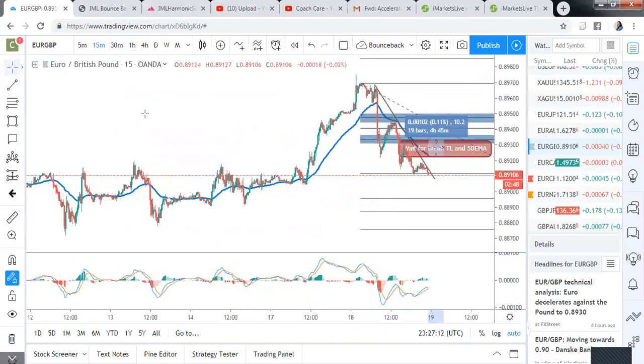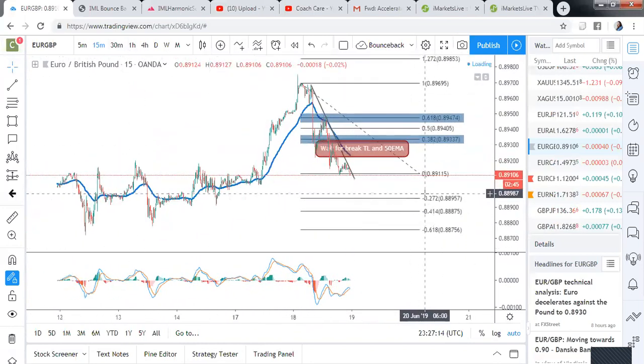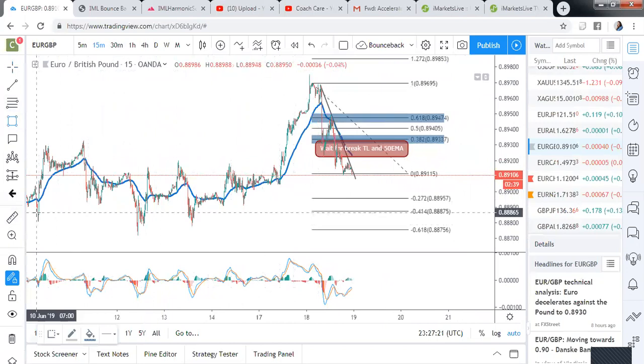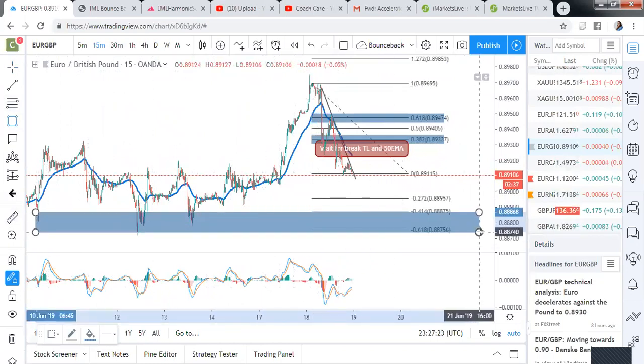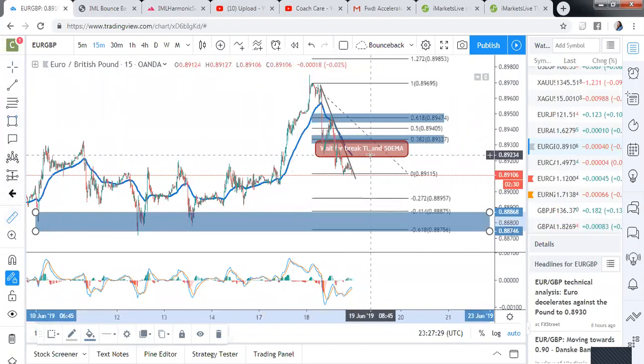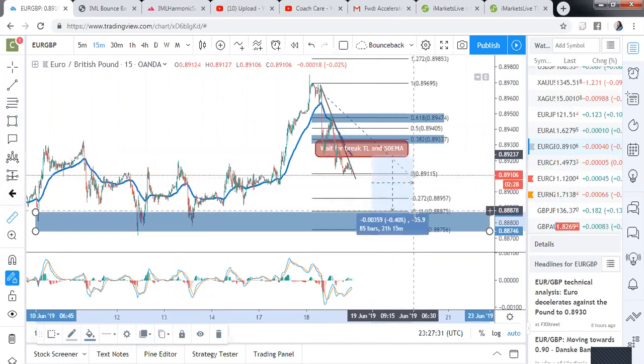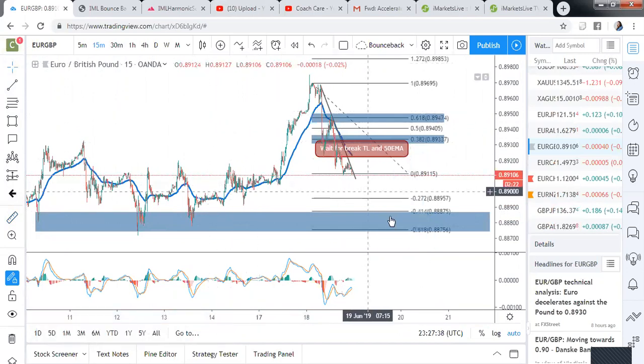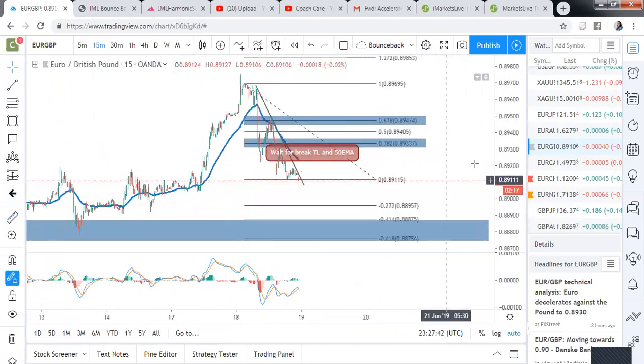Because your GBP, I am expecting it to go around here. This is the zone. So once we get that pullback, you could literally get between 40 and 50 pips tomorrow. So that's the sell move that I'm looking for on GBP.